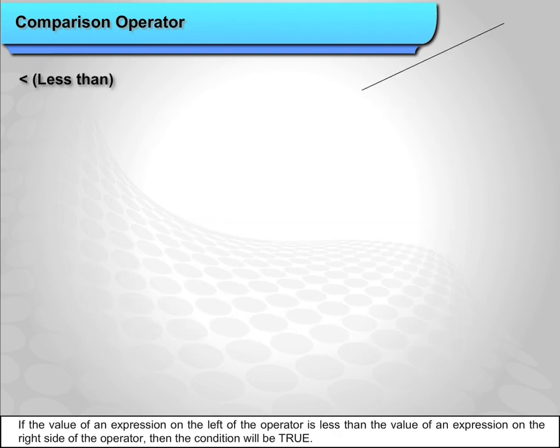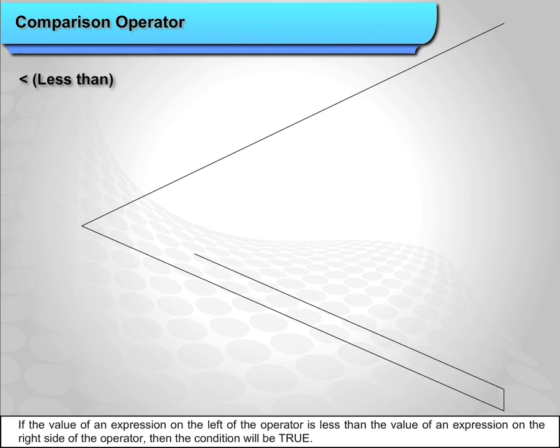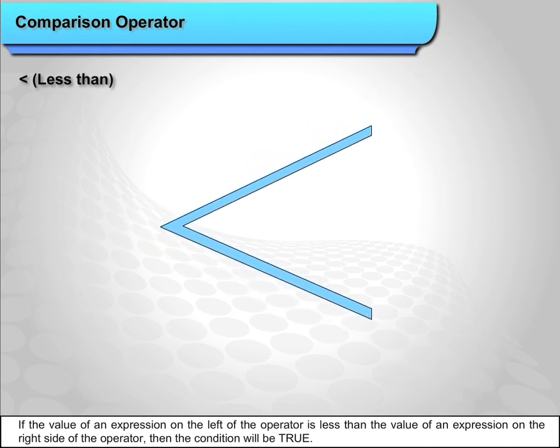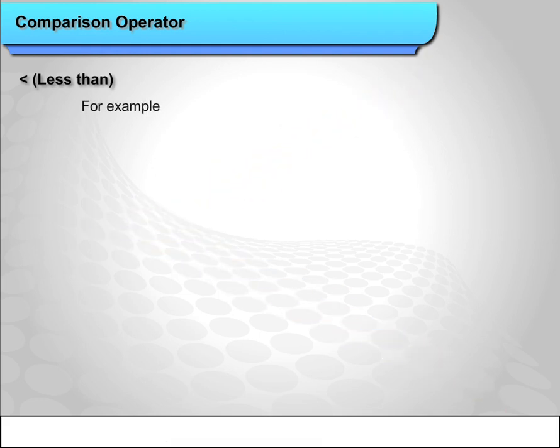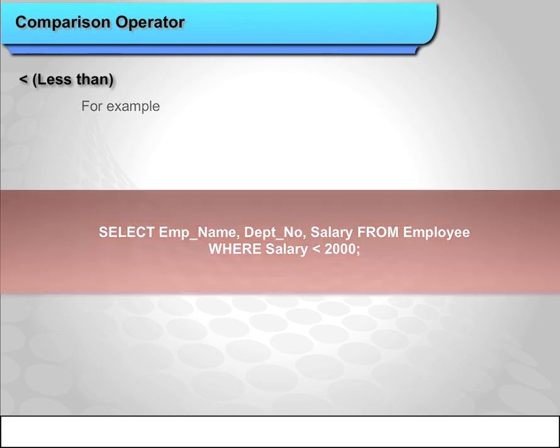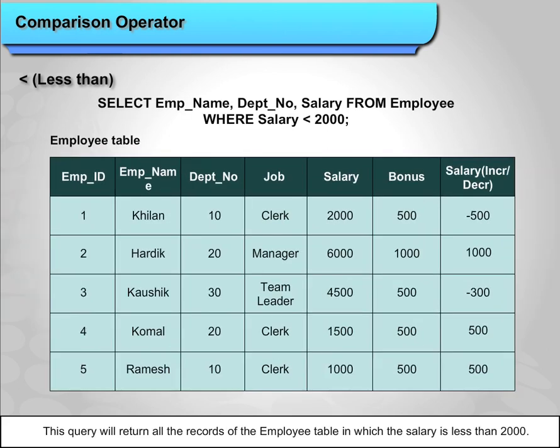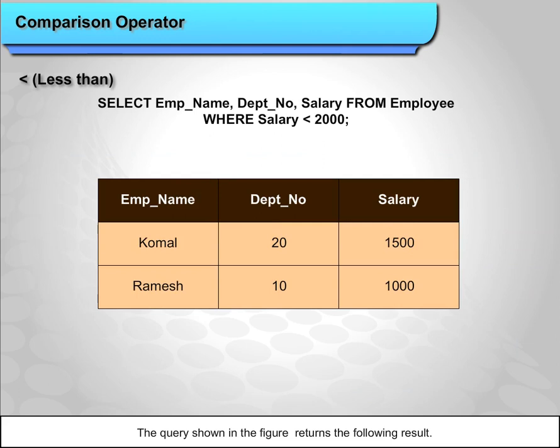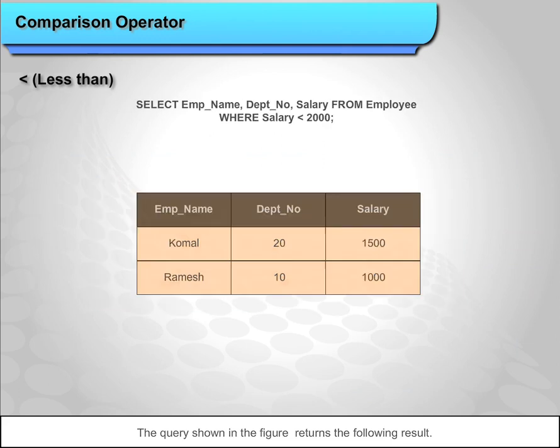Less than. If the value of an expression on the left of the operator is less than the value of an expression on the right side of the operator, then the condition will be true. For example, select EMP name, department number, salary from employee, where salary is less than 2000. This query will return all the records of the employee table in which the salary is less than 2000. The query shown in the figure returns the following result.